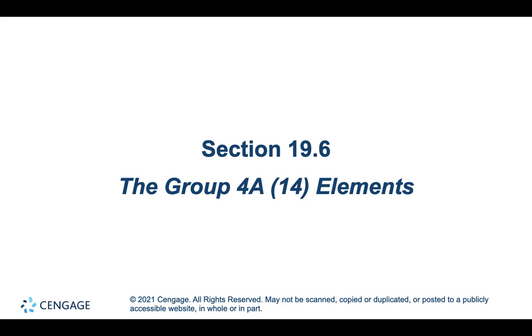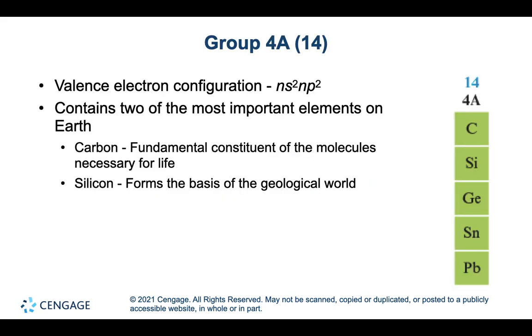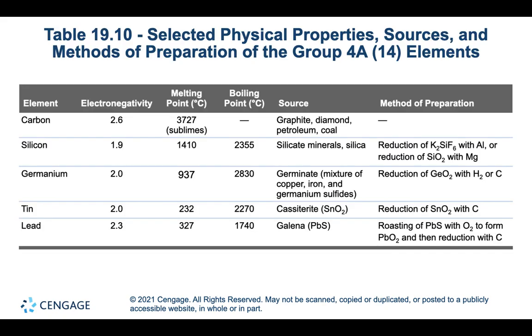Okay, moving on to group 4. Group 4 chemistry, a lot of carbon and silicon being very important in this family here. Carbon being the nature of life, and silicon being the nature of the inorganic world, the silicates, minerals that are found in rocks all over the earth. So these have an s2p2 electron arrangement.